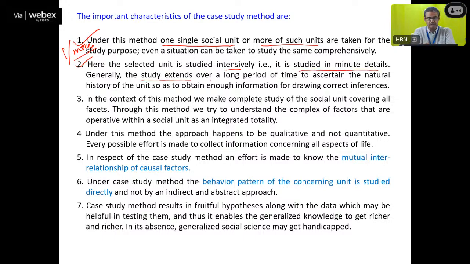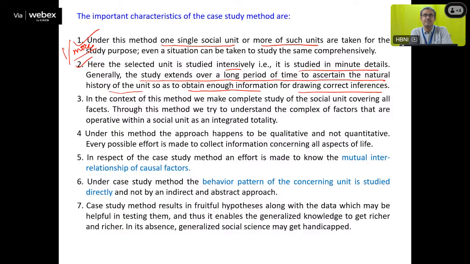Generally, the study extends over a long period of time to ascertain the natural history of the unit, so as to obtain enough information for drawing correct inferences. So you have to draw some inference, or some correlationship between units or factors within the unit. So you have to do an intensive study. So what do you mean by intensive study?